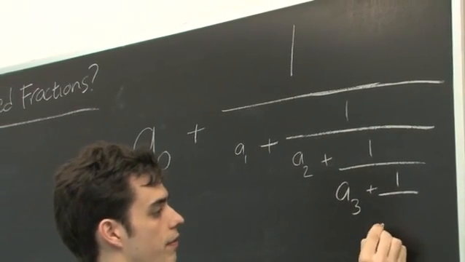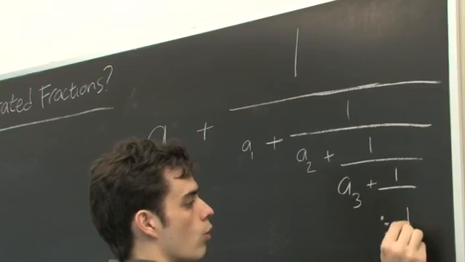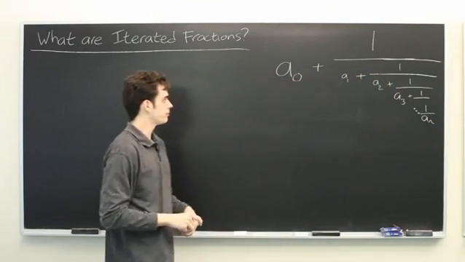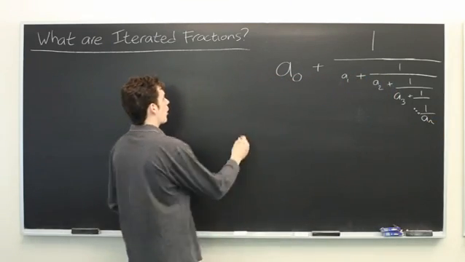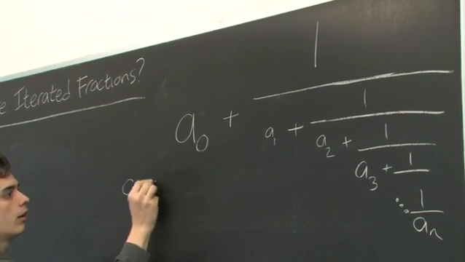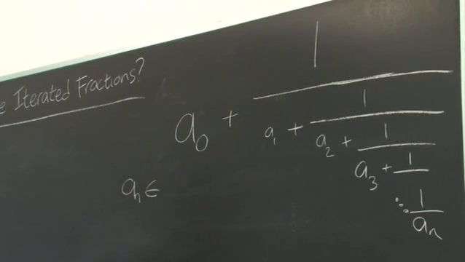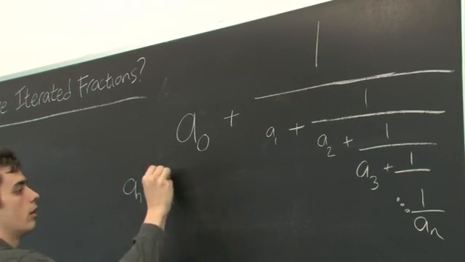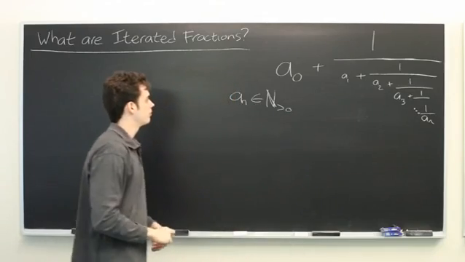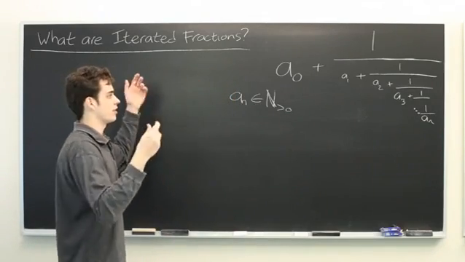Until eventually, we arrive at our final constant, which we'll call an, where all of the an's are simply natural numbers greater than 0. So 1, 5, 17, so on.